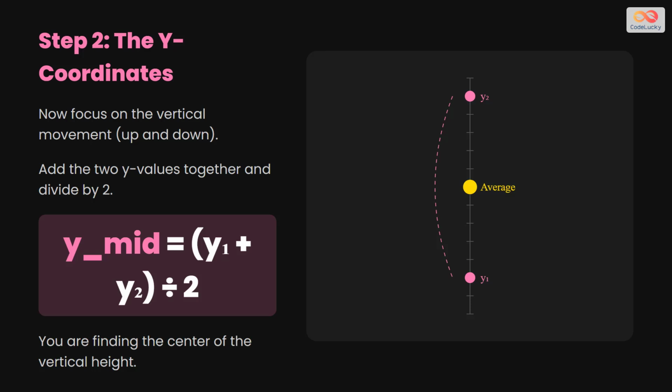Next, we do the exact same thing for the vertical values, or the y-coordinates. Ignore the x values for a moment. Take the first y and the second y, add them together, and divide by 2. This gives you the vertical center of the line segment.